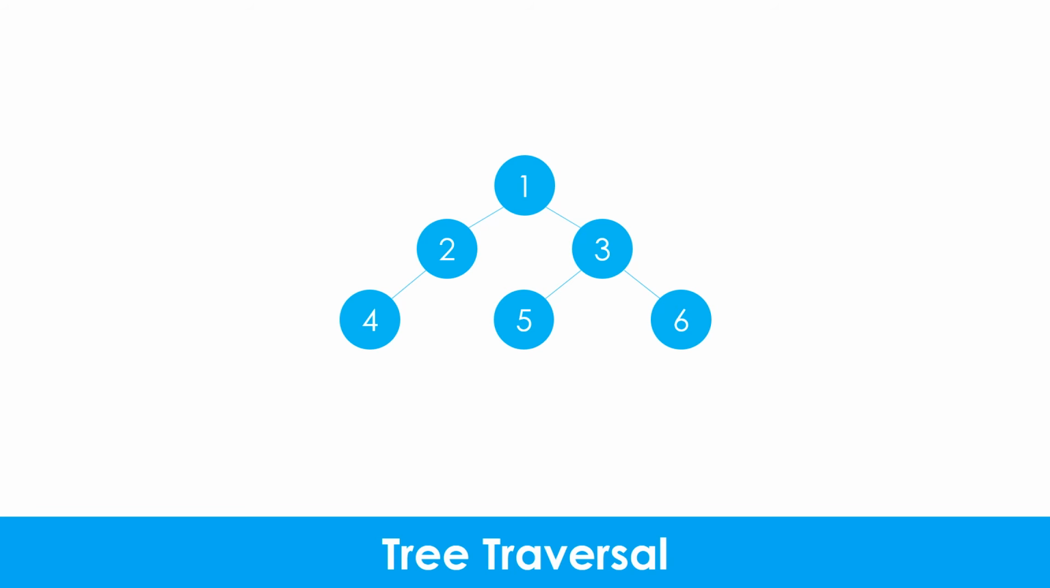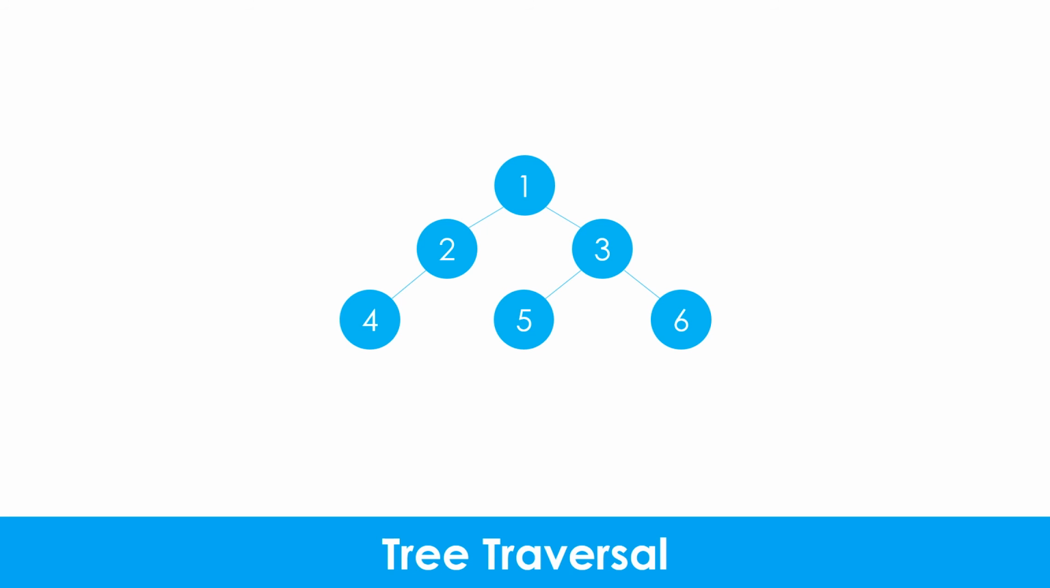A tree is a data structure that is used in computer science. Traversal is the process of searching a tree by visiting each node in a tree once. There are two main types of tree traversal, depth first and breadth first. In depth first, each node in one branch is visited before exploring the next branch.